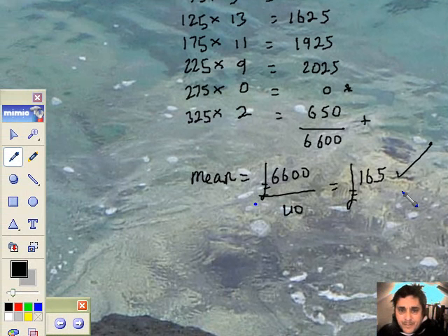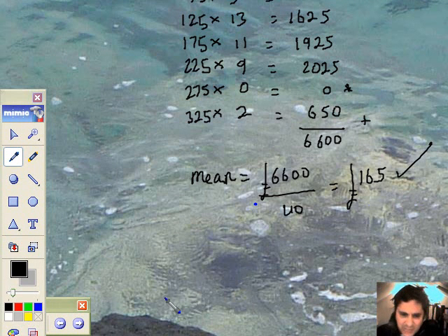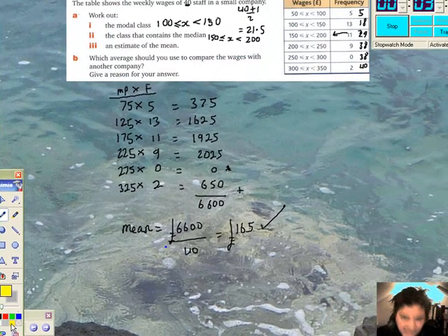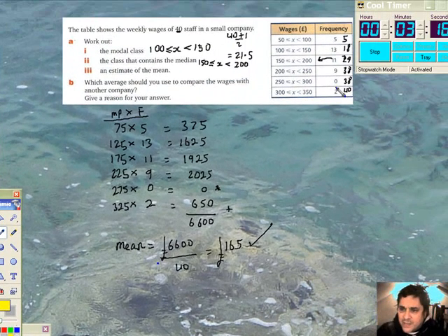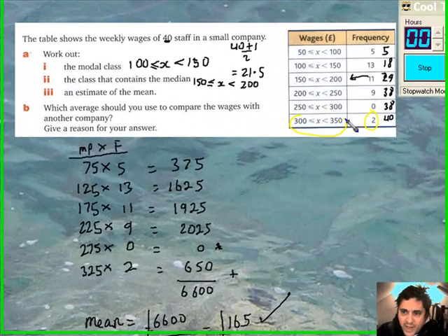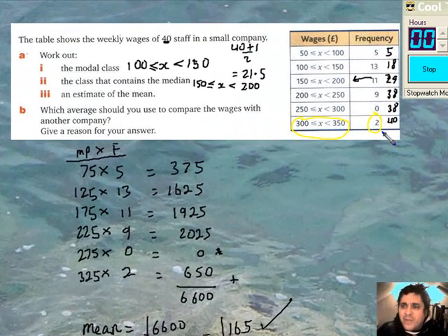And it says here, which average would you use to compare the wages with another company? Then give a reason for your answer. Well, your brain will say, obviously you work out the mean and compare this company with that company. But look, let me just change colour here and show you something quite special. Look at these two guys over here. These two earn quite a high weekly wage. The fact that we have two all by themselves earning a high weekly wage could cause the mean to be artificially high.